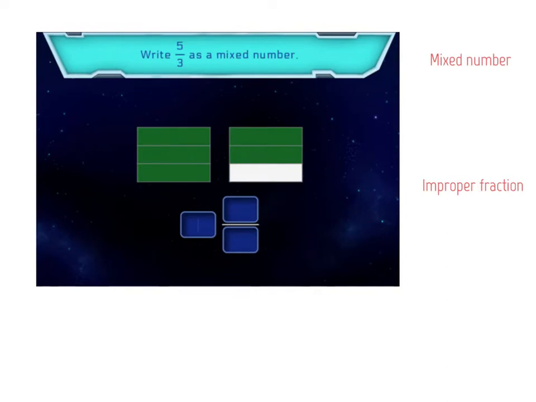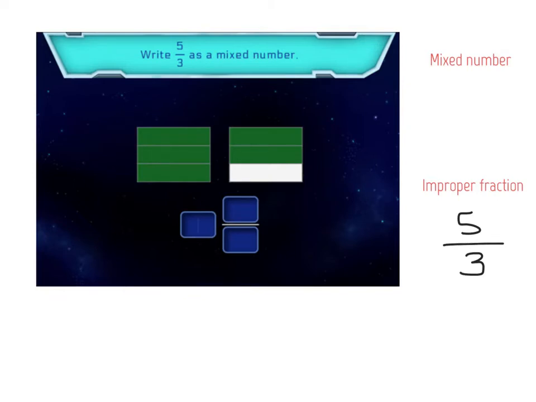In this example, we're actually going to work the other way around. 5/3, as you can see, is an improper fraction. Again, the definition of an improper fraction is when the numerator is larger than the denominator, which is a big sign that you have more than one whole. Sometimes, depending how big the numerator is, you might have even more than 2 whole.